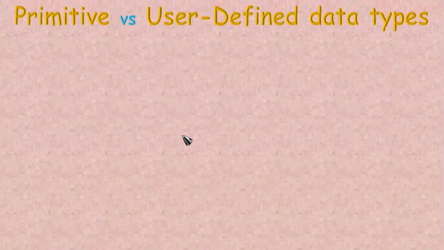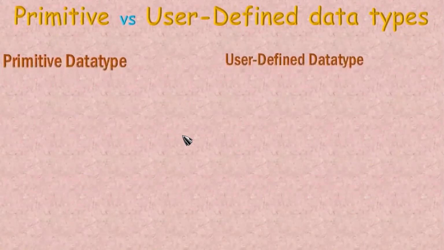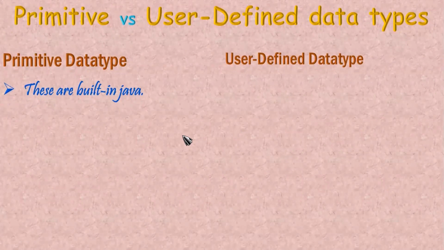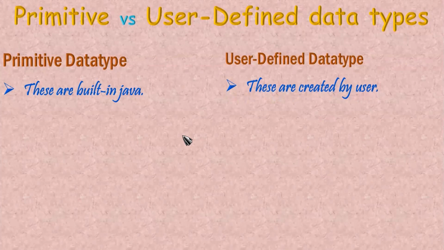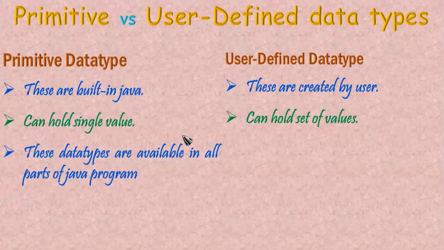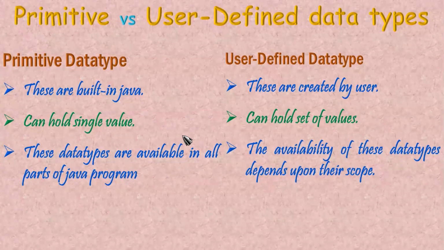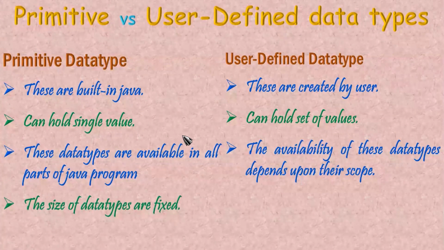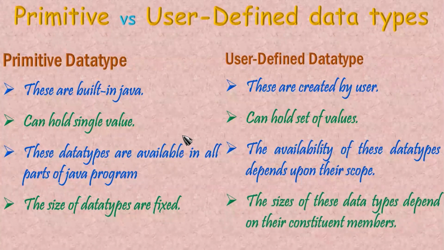Let us see the difference between primitive and user defined data types. Primitive data types are inbuilt in Java. User defined data types are created by the user. Primitive data types can hold a single value. User defined data types can hold a set of values. Primitive data types are available in all parts of a Java program. Here, the availability of a user defined data type will depend upon their scope. The size of primitive data types is fixed. The size of user defined data types depends on their constituent members.